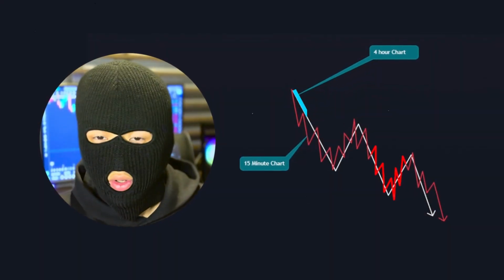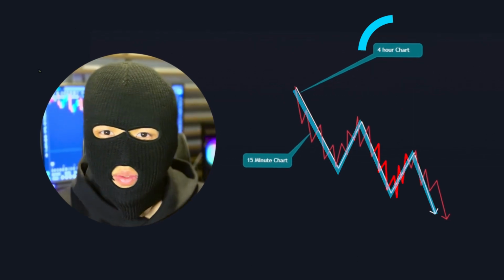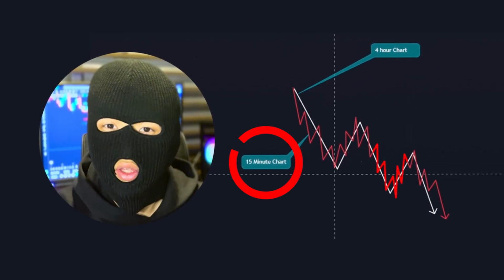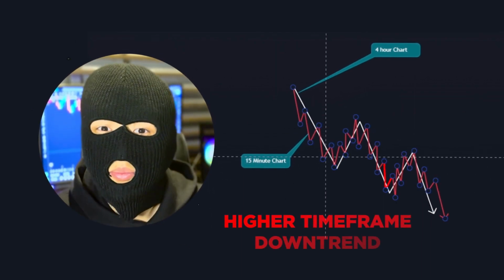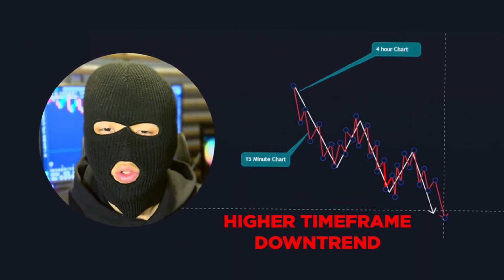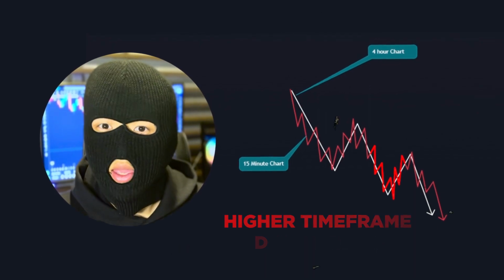For those of you that can't visualize, I am going to draw it out using lines to illustrate what I mean. Let's say you're in a downtrend on a 4-hour chart. So what does this mean? This means that the 15-minute is showing the fractal movements of the 4-hour chart, forming a higher time frame downtrend. This is exactly why you need to use multiple time frame analysis in your trading plan.